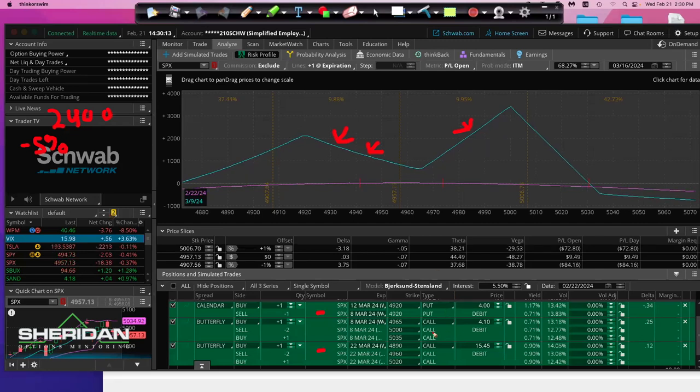Now, we'll get into exit in a second, but when I exit these trades, I don't exit all three on one trade. That would be disaster. I will show you at the end how I'll do that. But what's 5%?